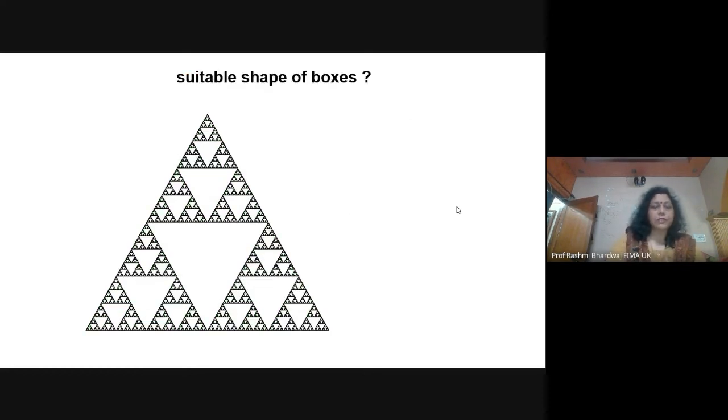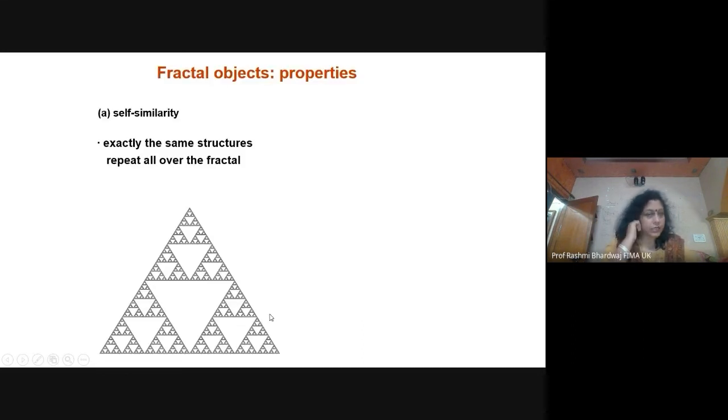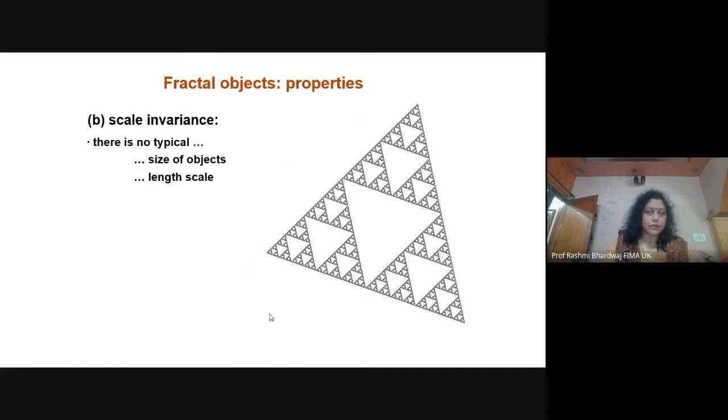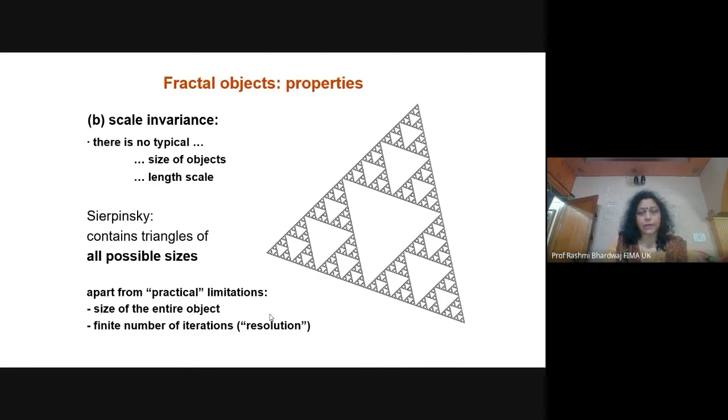See how many iterations are possible. And if you check this type of triangle, you get all varieties of triangles here. So it is self-similar, exactly the same structure repeated all over the fractal. If you zoom in on any part, you get the same thing. So it is immaterial of rescaling also. There is no typical size of object, length, or scale, and it contains all possible sizes, and there is a practical limitation, of course, depending on the computer, how much iteration or resolution is possible.